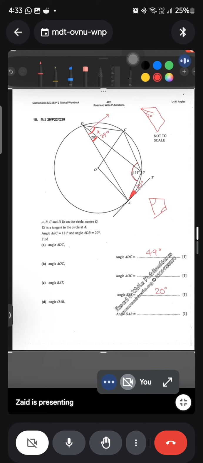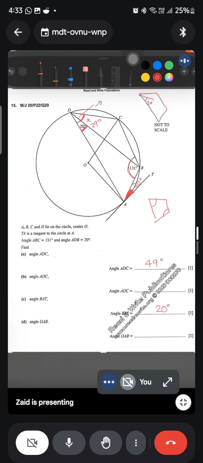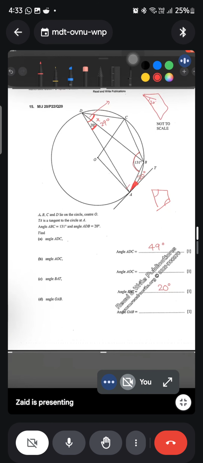Nice. Alhamdulillah. So my dear students, can you see that? How much is this angle, this whole thing which I'm drawing with the blue color? Can anyone tell me? 90 degrees. OA is a radius and AT is a tangent. So this is 90.